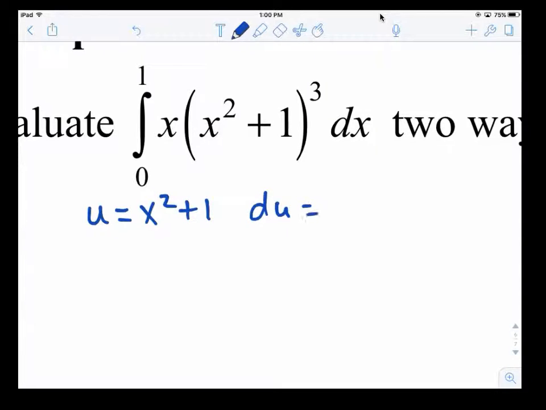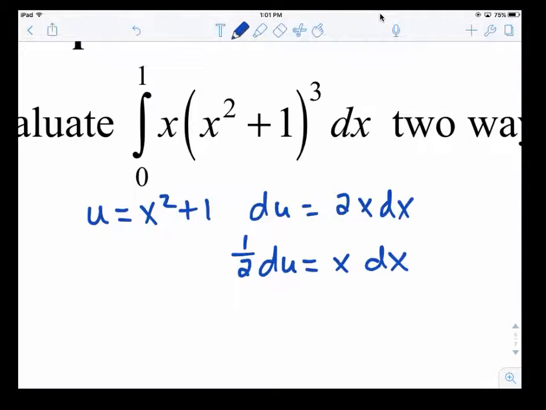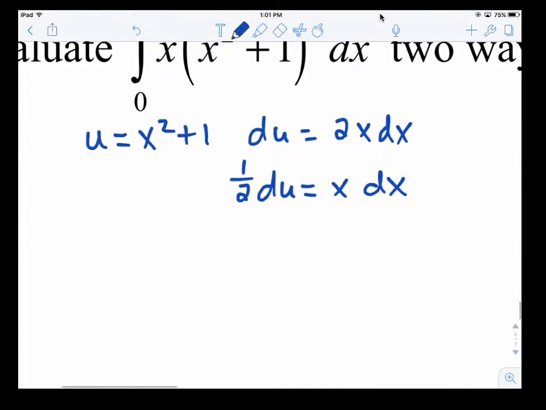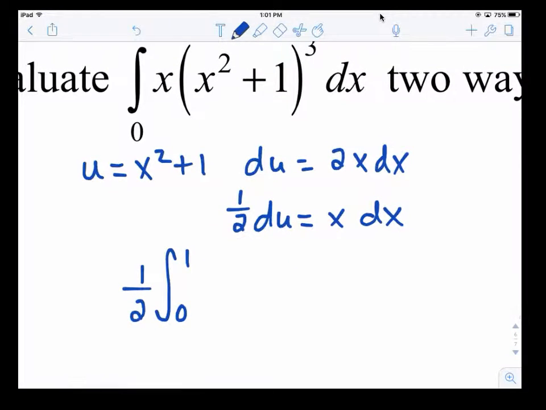So then du would be 2x dx, correct? And I have to correct by a 1/2. Okay, so I know that I'm going to have 1/2 on the outside. I've got du, and then I have u, so from 0 to 1, and then I have u cubed du.